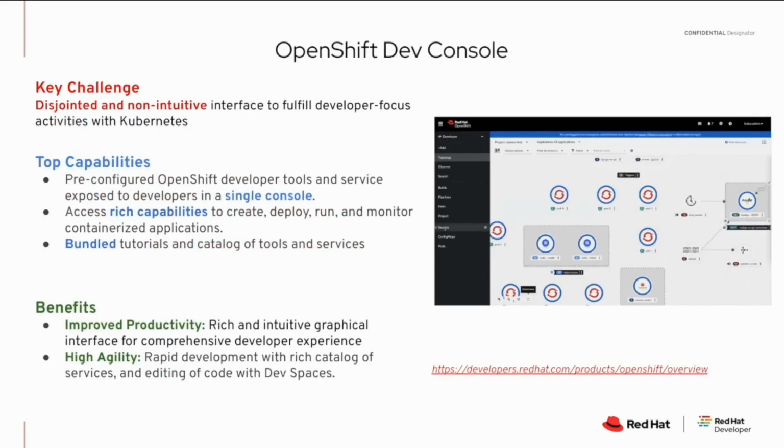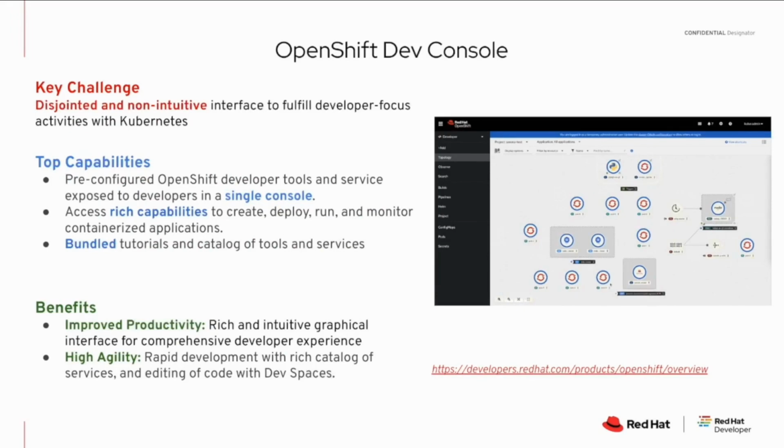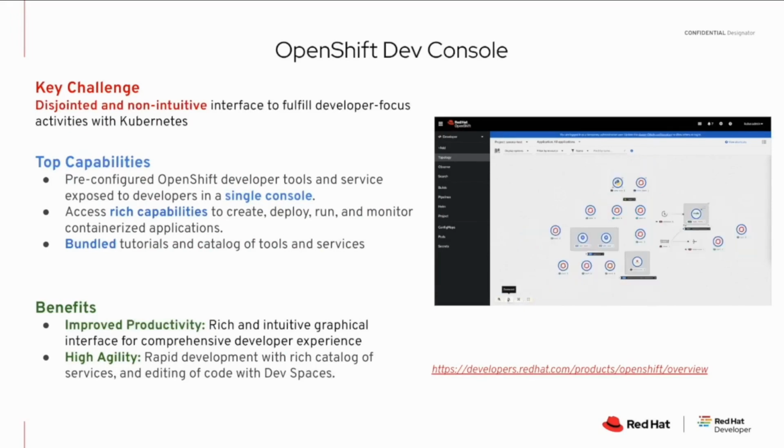If you are in OpenShift, right? So now you're in the outer loop, so you'll have an OpenShift environment where you want to deploy it. We have the rich end-to-end experience within OpenShift called the OpenShift Developer Console. It's a perspective in the OpenShift console. So when you log into OpenShift, the developer perspective is created for developers to fulfill all the developer-focused activities within Kubernetes.